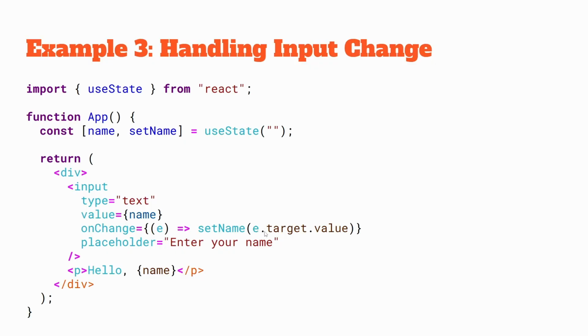Now from the event object I'm getting the target. Target is nothing but this input element where the event is happening, and from that target I'm getting the value. So whatever this value is, that I'm passing to setName. Okay, that is my event useState function. So this setName will set the value inside this name. Now this name is getting displayed over here. Okay, so this means that whenever I change the input, it will also change the contents of the paragraph. So this is the third example.